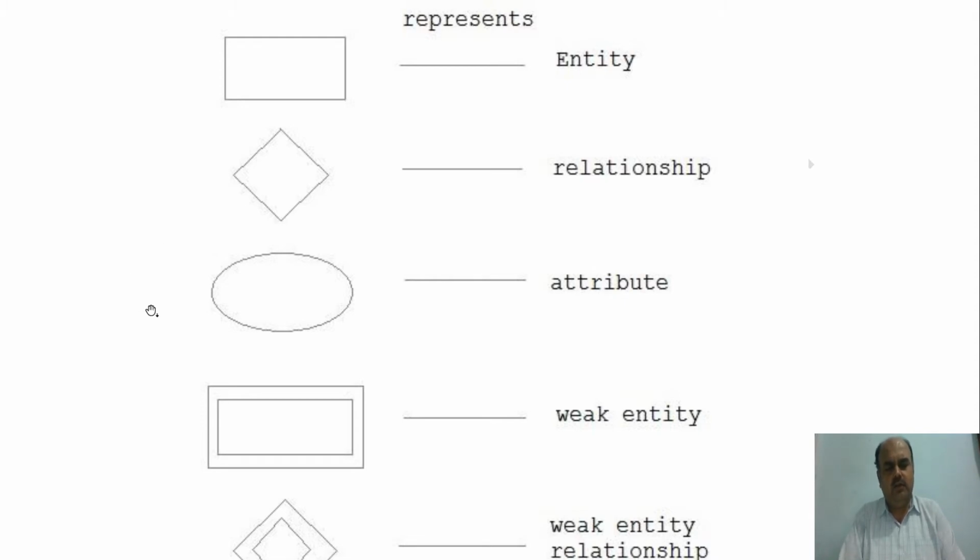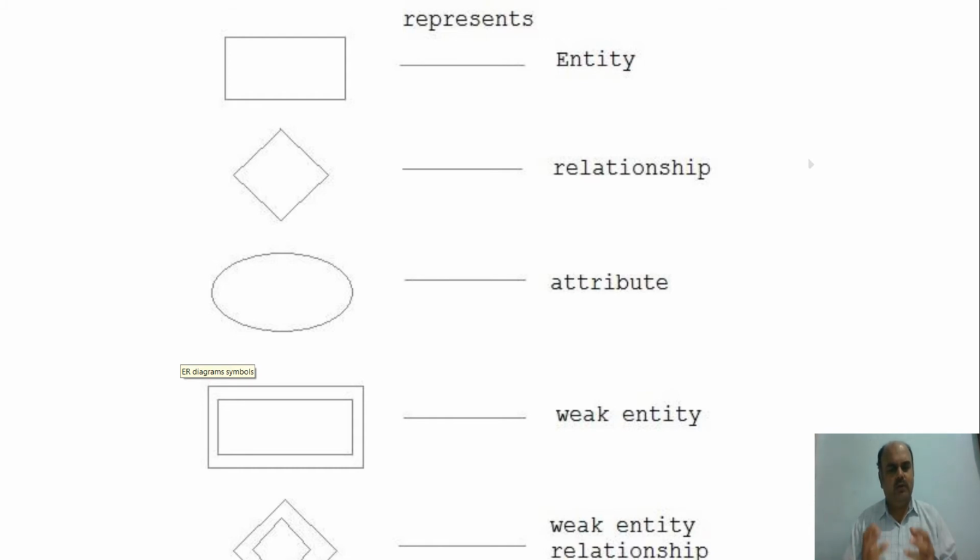The third symbol represents the attribute. See, any student is an entity, so that will be represented with this rectangle. But a student will have different kinds of attributes, like roll number, name, mobile number, date of birth, age, and address. These are called a particular student's attributes.